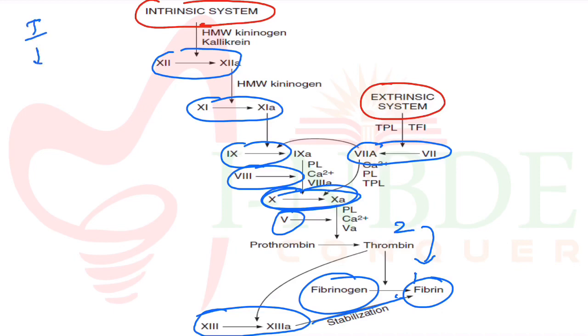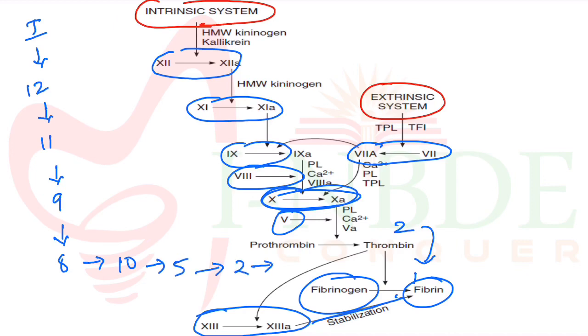I am writing again. Intrinsic starts from 12, activates 11. 11 is going to activate 9. 9 is going to activate 8. 8 is going to activate 10. 10 is going to activate 5, 5 is going to activate 2. 2 is going to activate 1.